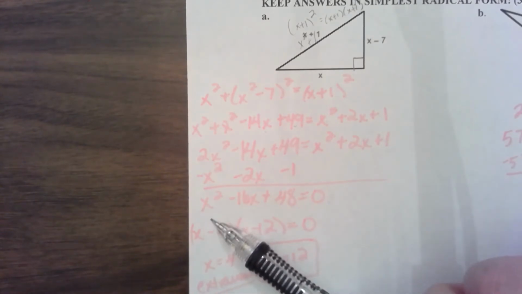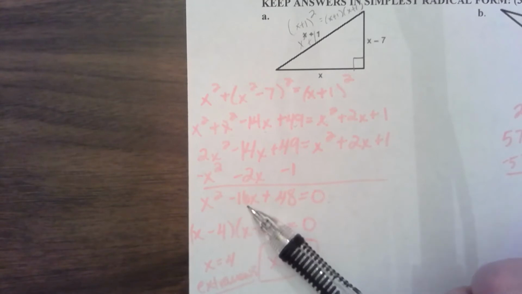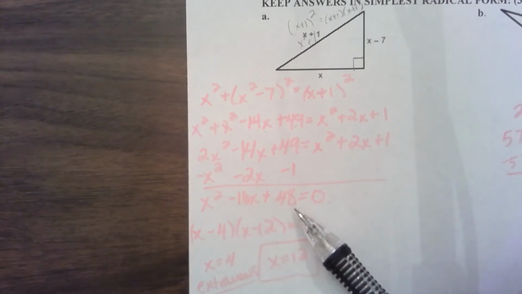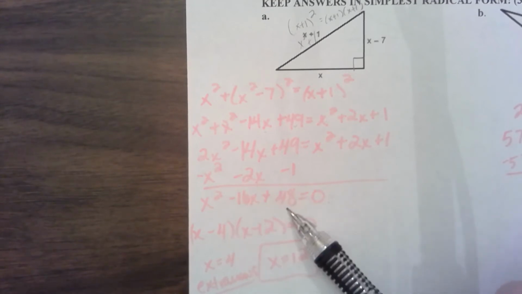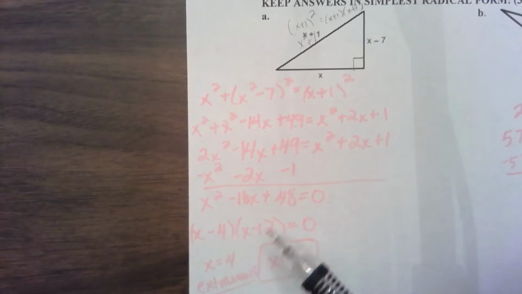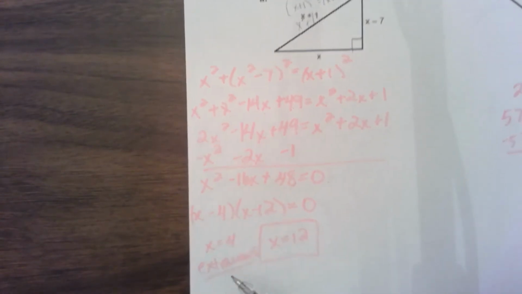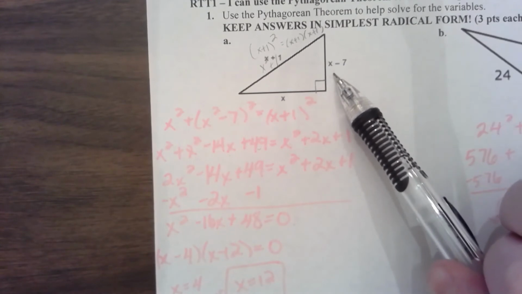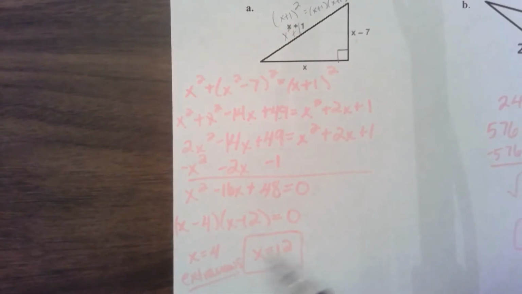Once you got everything to one side, it was x squared minus 16x plus 48, and then you had to factor from that. So two numbers that multiply to a positive 48 but add to a negative 16. That would have been negative 4 and negative 12. Then you would set both of those equal to 0 and get your two solutions as 4 and 12. But if you look back at the picture, if we plug in 4 on this side, that gets us a negative side length, which means x equal to 4 is an extraneous solution, so your only solution was x is equal to 12.